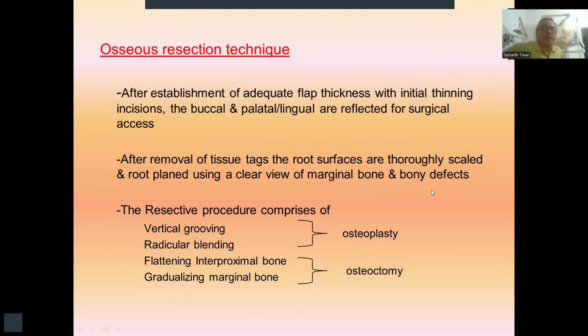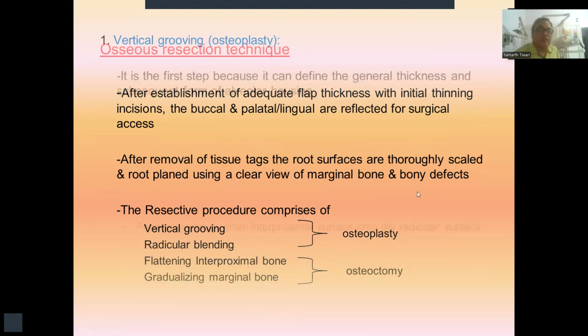Removal of tissue tags. The root surfaces are thoroughly scaled and root planed, with a clear view of marginal bone and bony defects. Resective procedure comprises vertical grooving, radicular blending, flattening of interproximal bone, and gradualizing marginal bone. Vertical grooving and radicular blending are osteoplastic procedures. Flattening of interproximal bone and gradualizing marginal bone are ostectomy procedures.